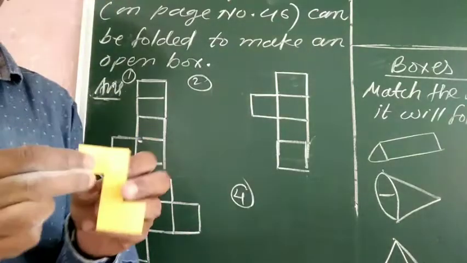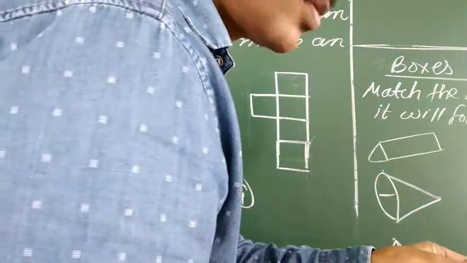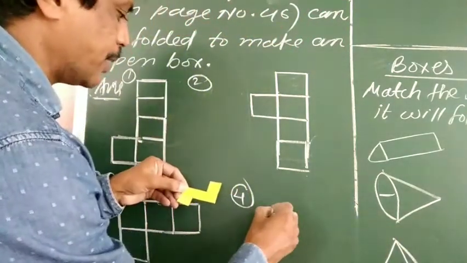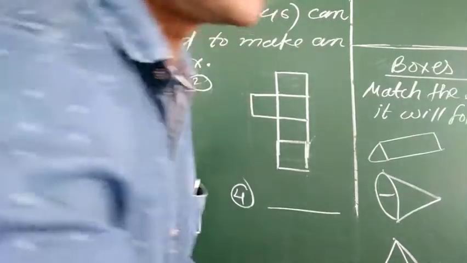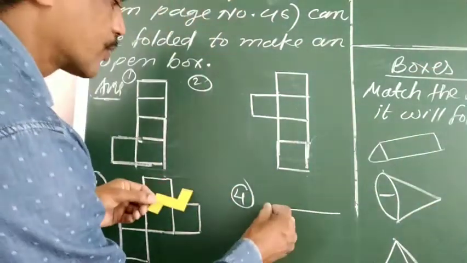Now try with the fourth one. We have to check at least 8. No, we have to find out 8. See, this is one more design here. This is a blue color design, pink. See, in your textbook it is this blue color one. So it looks like this one.